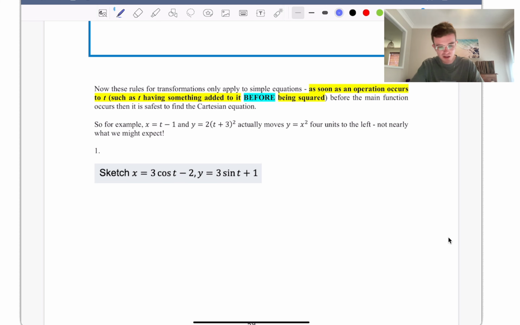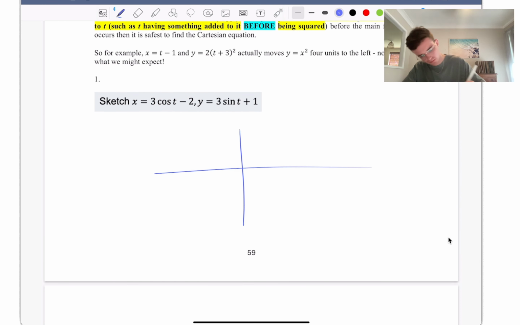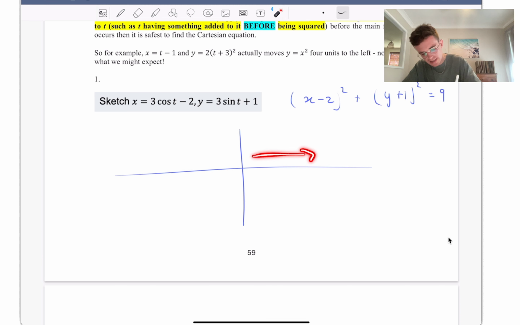So this is actually a circle. It's been moved to the left by 2 and up by 1, and this is the radius, which is a radius of 3. So don't think of it in terms of x minus 2 squared plus y plus 1 squared equals 9. It's not that. We're not moving it that way and down. You're just looking at the equation.